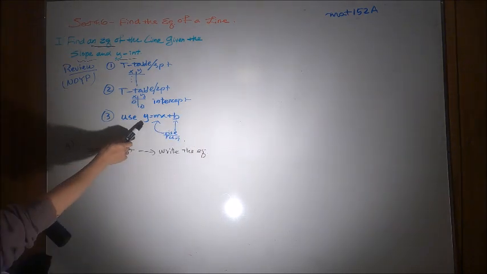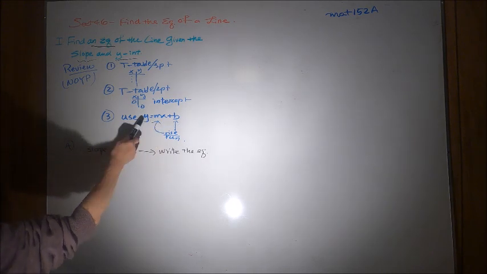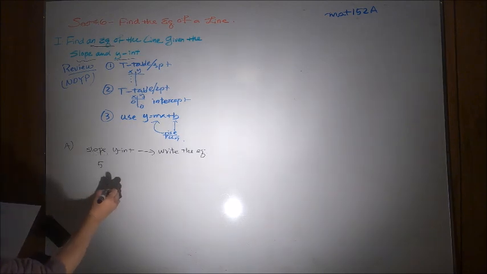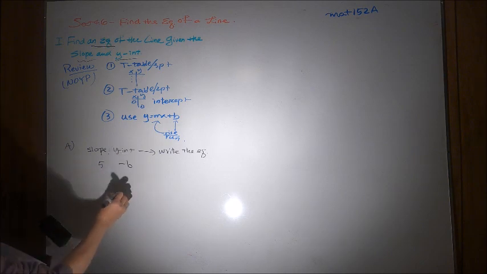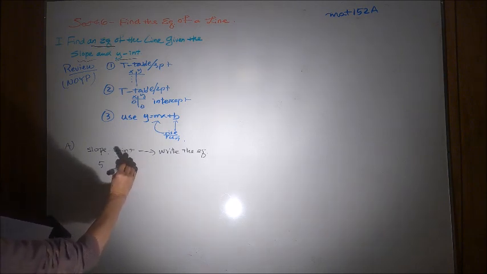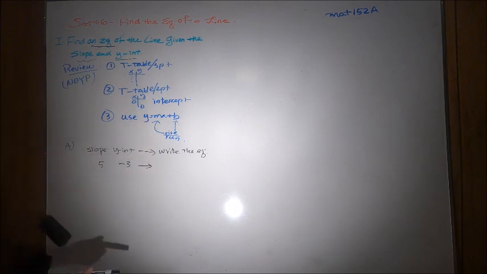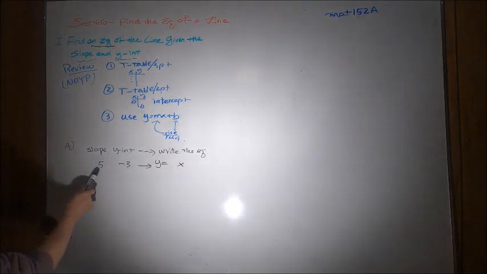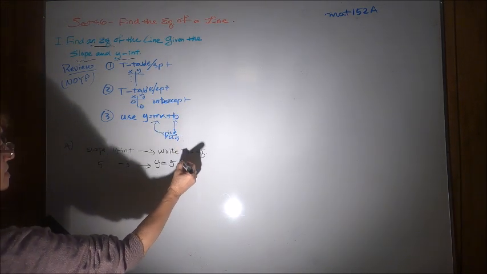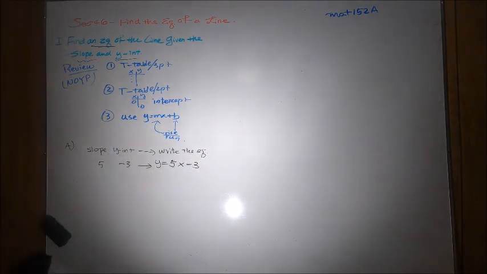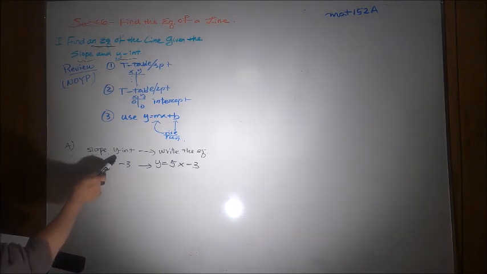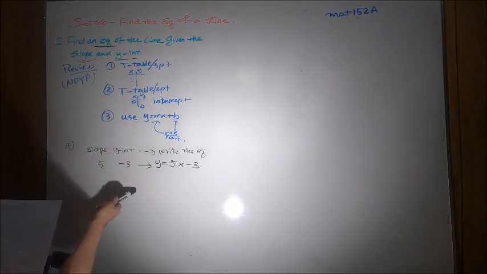Because you can see the equation formula is already given to you right here, right? If slope is 5, y-intercept is b, right? It's -3. What do you think? You just plug in, right? So for your equation, usually you have y and x. Then slope is 5, y-intercept is -3. That's all you need to do, right? If the slope and the y-intercept is given to you.